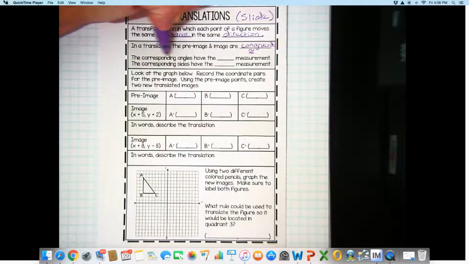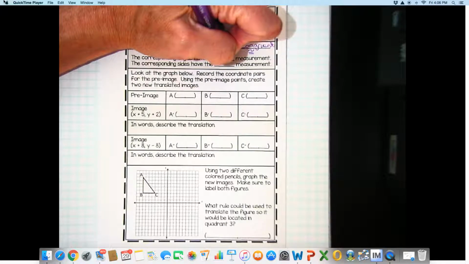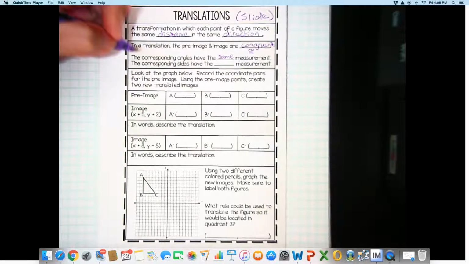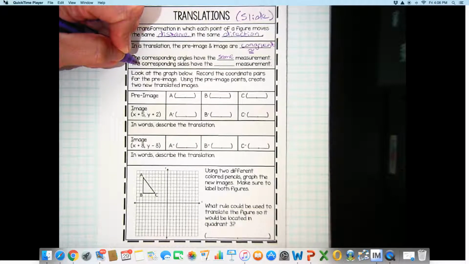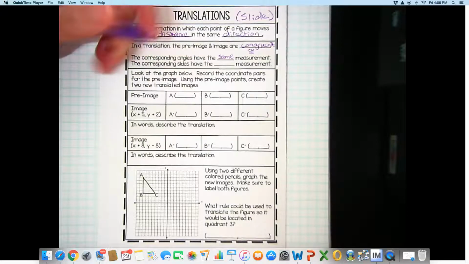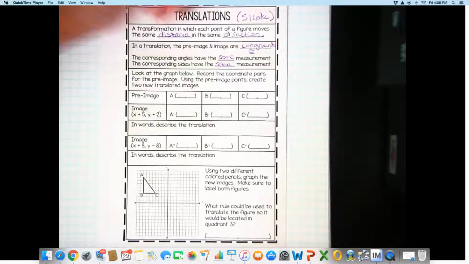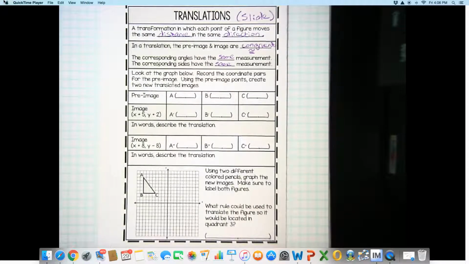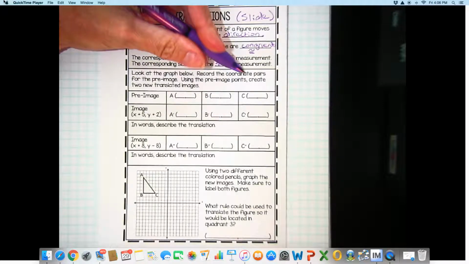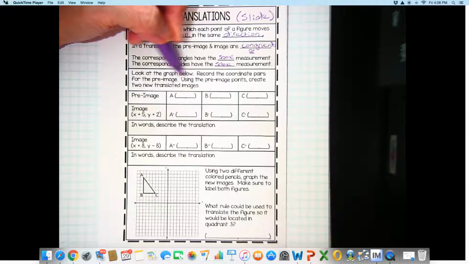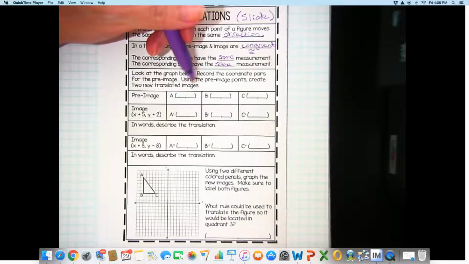Okay, corresponding angles have the same measurement, and hopefully we know what that corresponding means. And corresponding sides also have the same measurement. Okay, they're both the same. So look at the graph below and record the coordinate pairs for the pre-image. Use the pre-image points to create two new translated images. All right, so we're going to practice this.